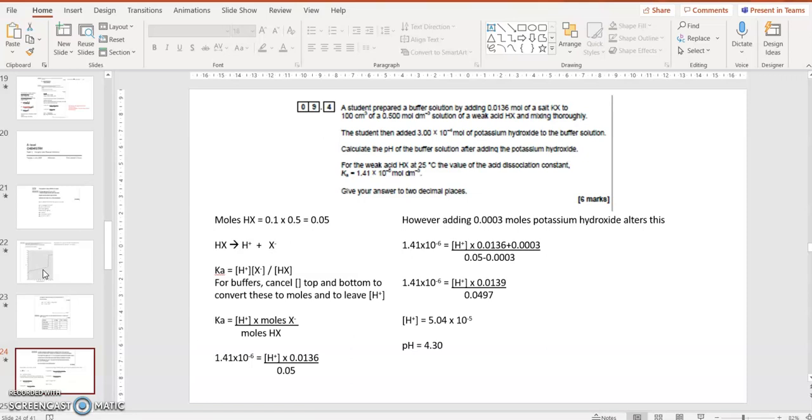Calculate the pH of the buffer when I add potassium hydroxide. If you watch one of the earlier videos, if I add potassium hydroxide, which is a base, I add that number of moles to the top and I take it off the bottom. If it said add acid, I add acid to the bottom and take it off the top. So for potassium hydroxide, I add that number of moles, 3 times 10 to the minus 4, to the top, and I subtract it from the bottom. Once I've done that, I can recalculate, I can find H plus, and I can find pH.